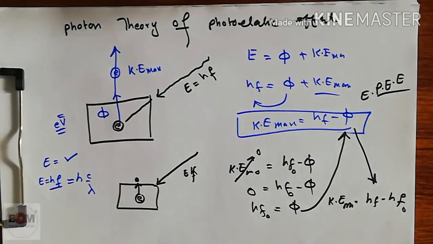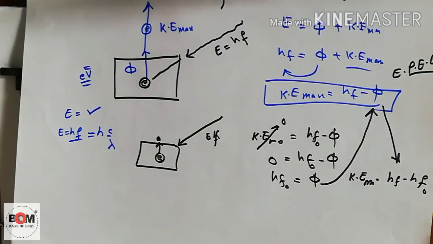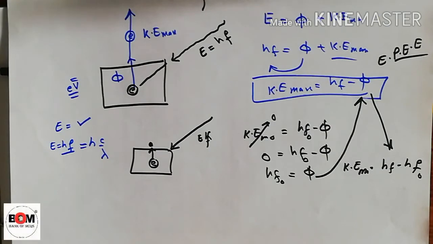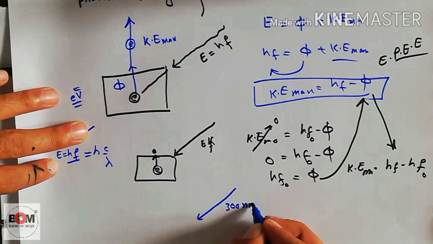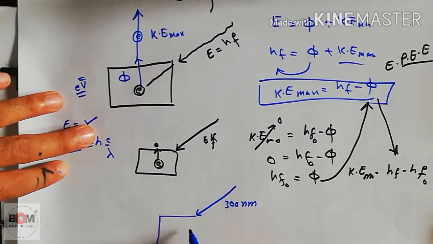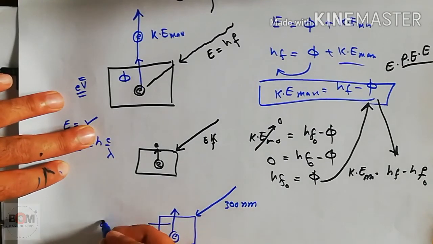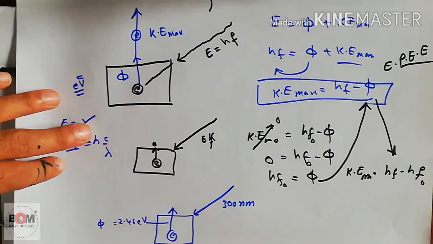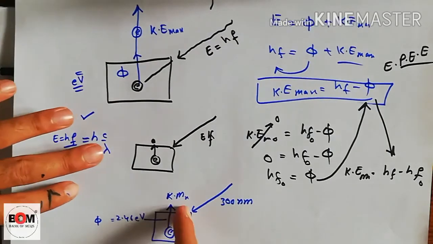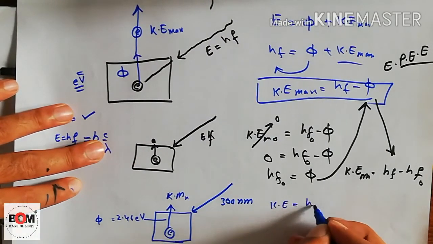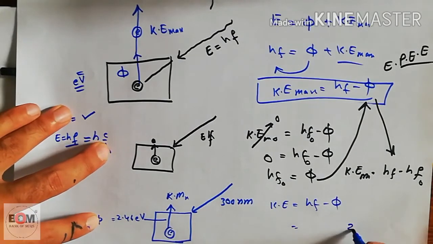Suppose they give us that a sodium surface is illuminated by light of 300 nanometer wavelength. It means light energy came with 300 nanometer wavelength and hit the surface, and an electron was removed, and the work function per electron was 2.46 electron volt. Now find the maximum kinetic energy. So we know that maximum kinetic energy is equal to hf minus the work function. So the work function is equal to 2.46.